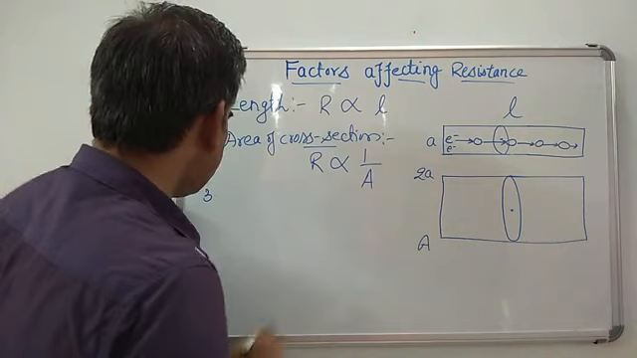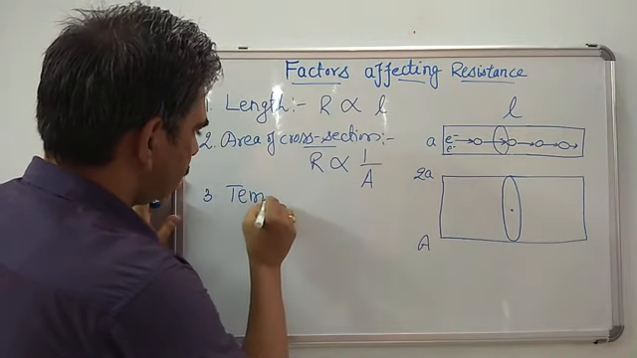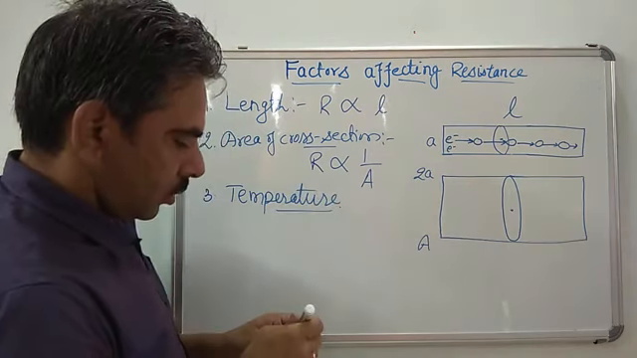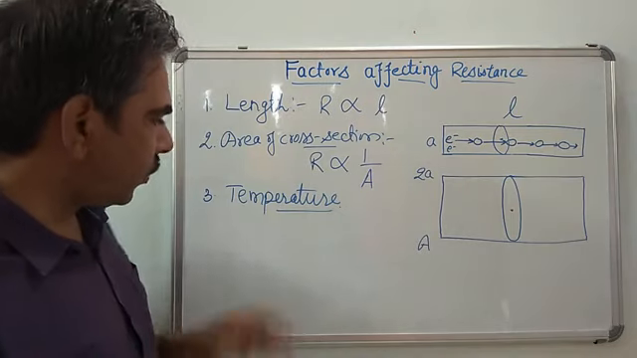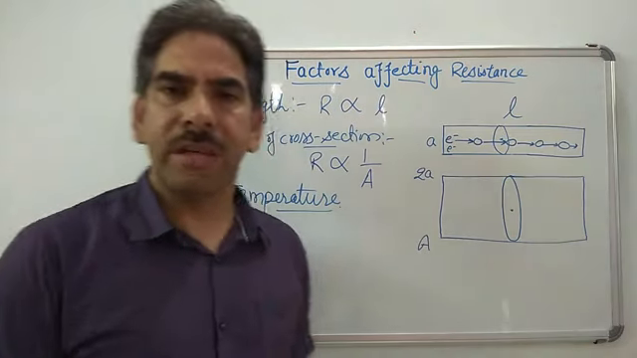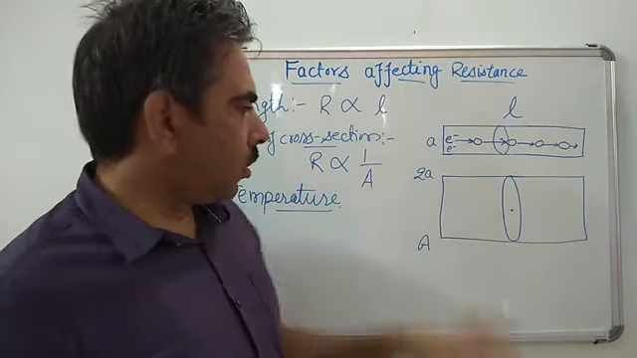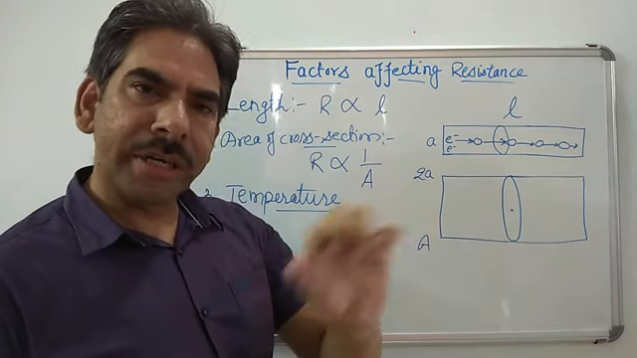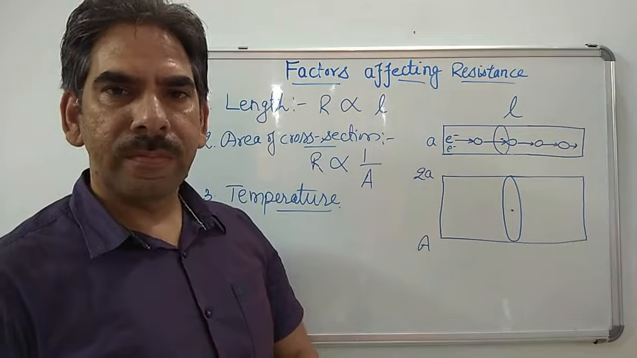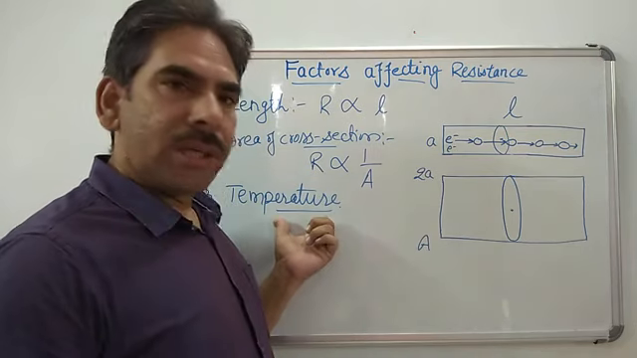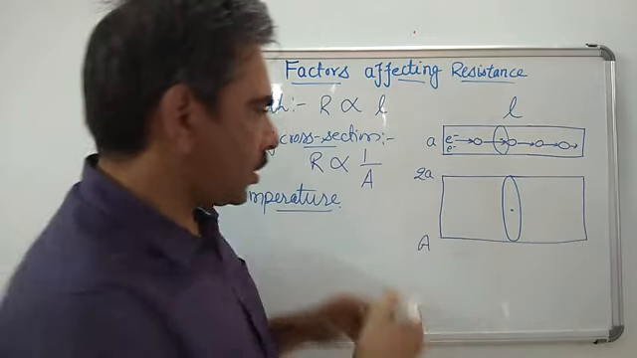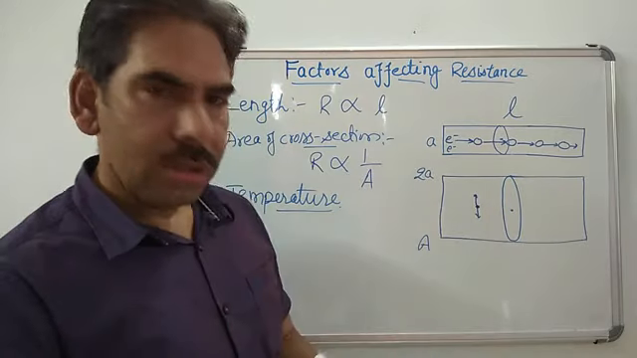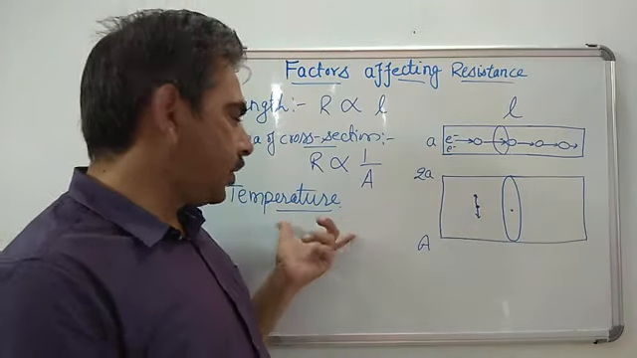Third factor, it is the temperature. Temperature affects the resistance of the conductor. How? There is a relationship, but before we discuss the relationship, let us try to understand the effect of temperature. Even at room temperature, all the particles or ions or atoms present in any metallic conductor keep on vibrating around their positions, right? Whenever the temperature of the conductor is raised, these atoms or ions which keep on vibrating around their fixed positions gain energy due to the increase in temperature.